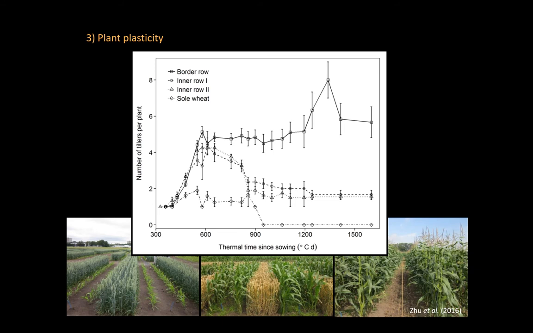So a couple of tillers are made that actually die off because there's not enough resources for them to grow, leading to much lower tiller numbers. So here you can clearly see a plastic response of plants to being at the border, which then amplifies the extra light capture that you get from being at the border and having access to more radiation.